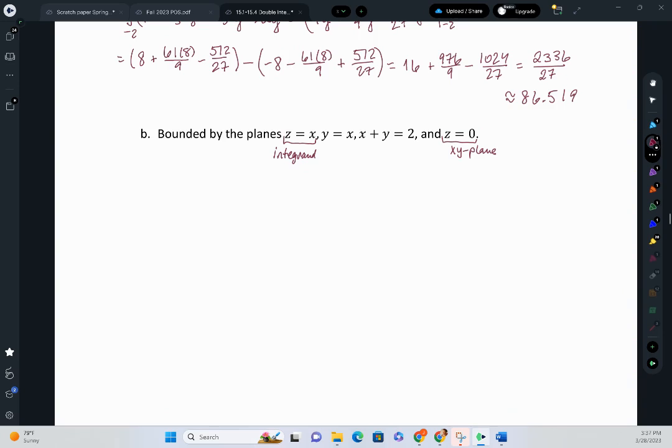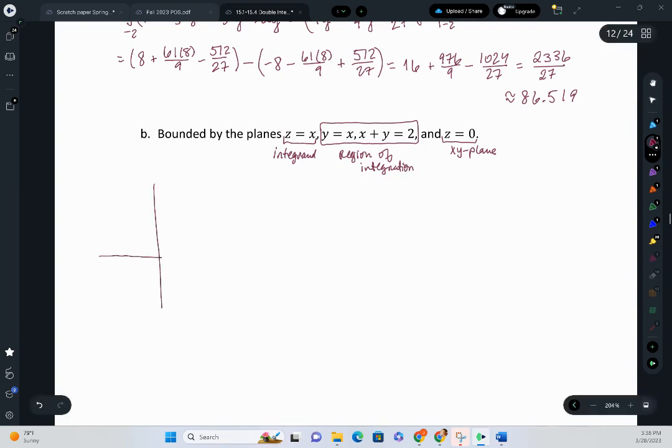So I know that if we think of the region that we're integrating over, the floor is the xy plane and the ceiling is z equals x. Now the y equals x and x plus y equals 2, that's going to be our region of integration. And we'll see how that's not necessarily clear enough. So let's go ahead and draw that.